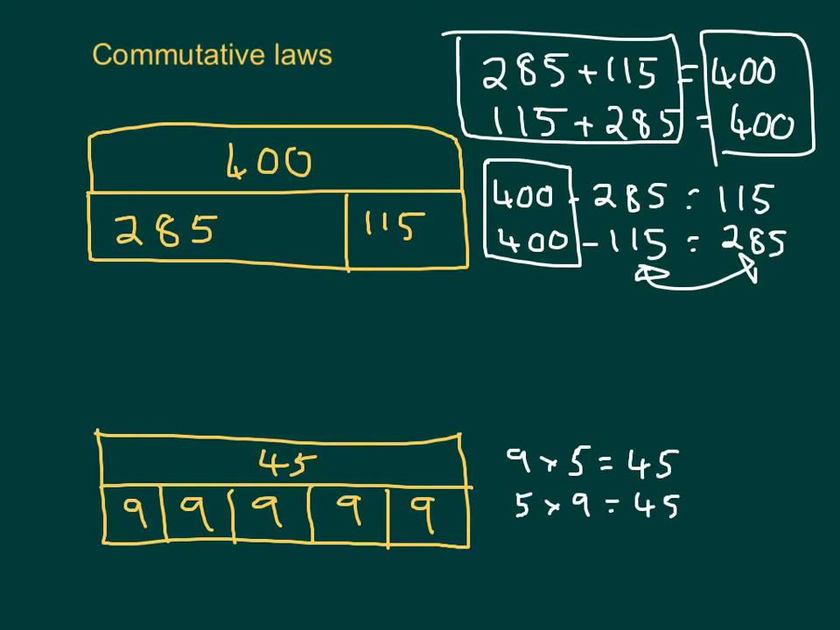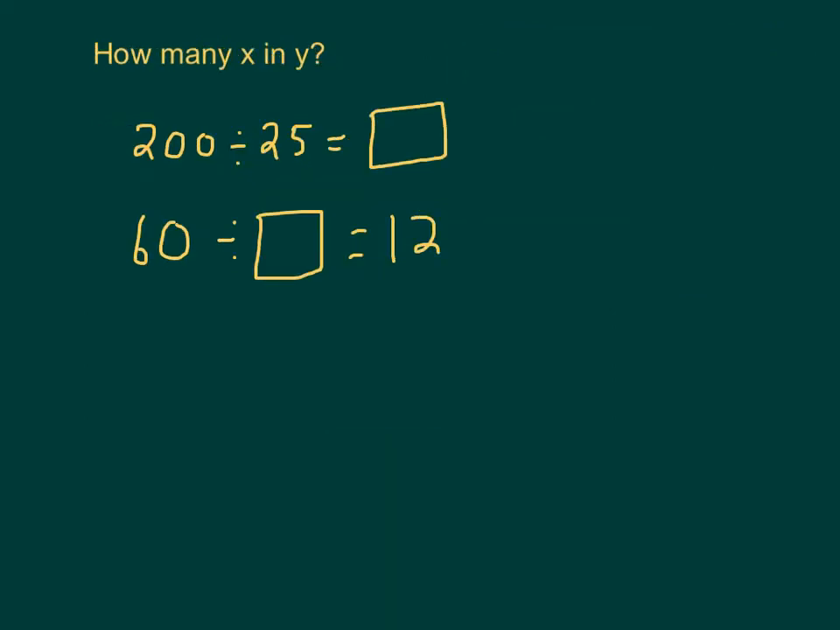The second example shows 9 times 5 is 45. I've got 9, 5 times. Now, when I do the inverse, check where the big number goes, if you like, the total, the 45. It's first. Now, let's see if you can apply that understanding to quickly answer these two questions.